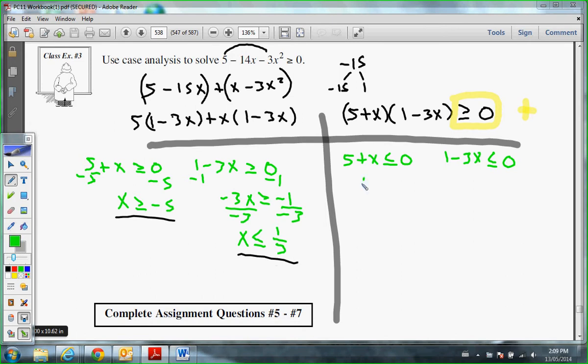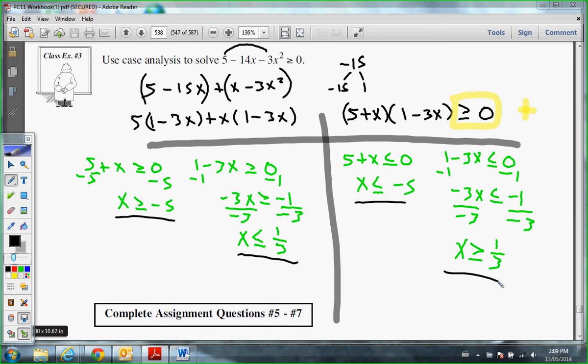Same thing, minus the 5, so x less than or equal to negative 5. Okay, this one here, minus the 1, divide by negative 3. Again, the trigger comes off. We've got to make sure we flip the inequality. x is greater than or equal to positive 1/3. Okay, so there it is.